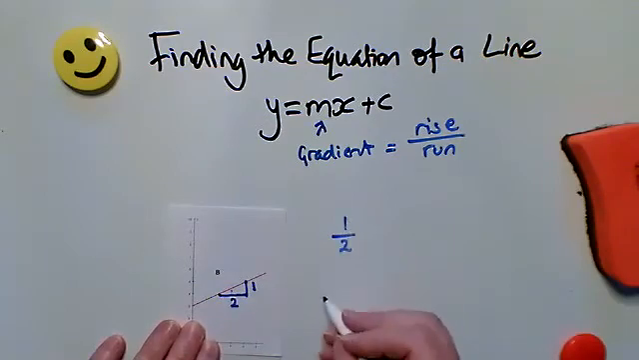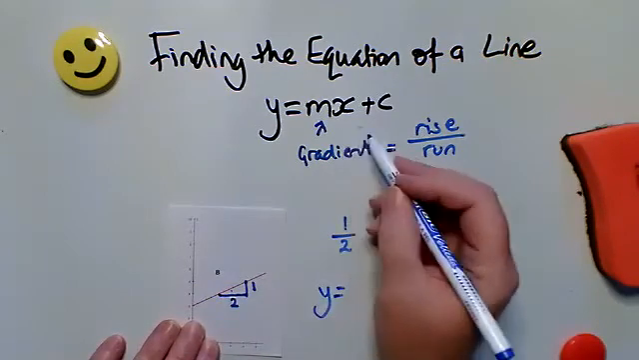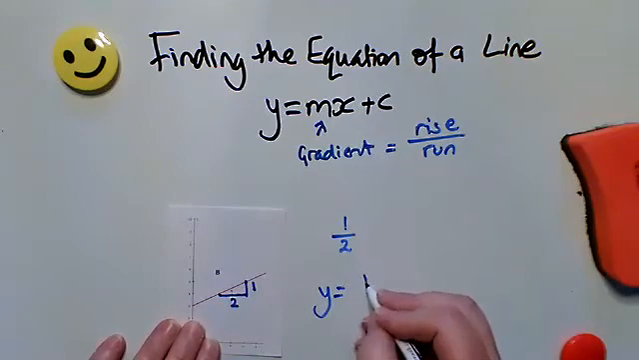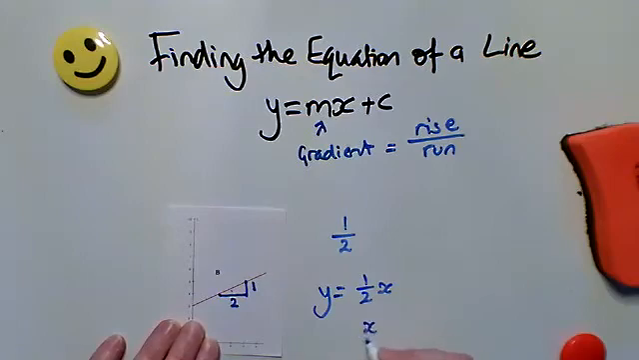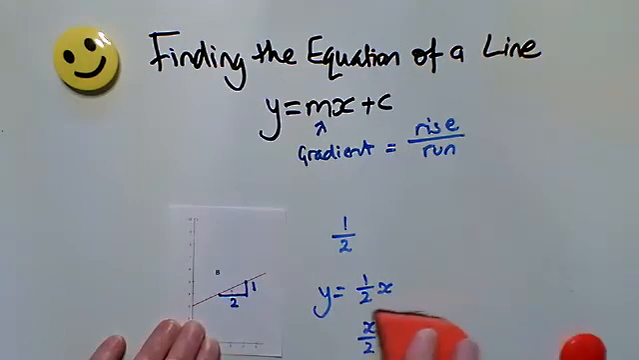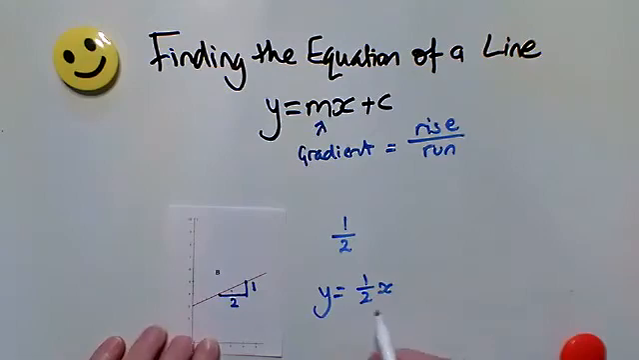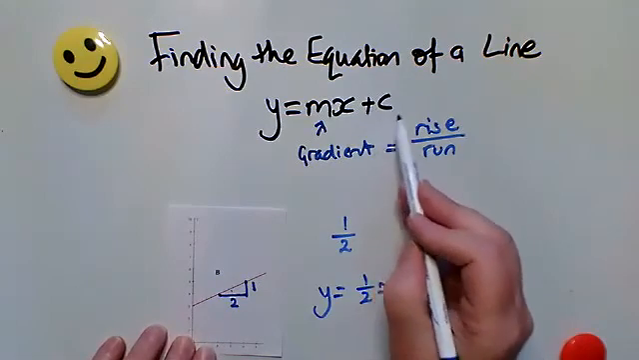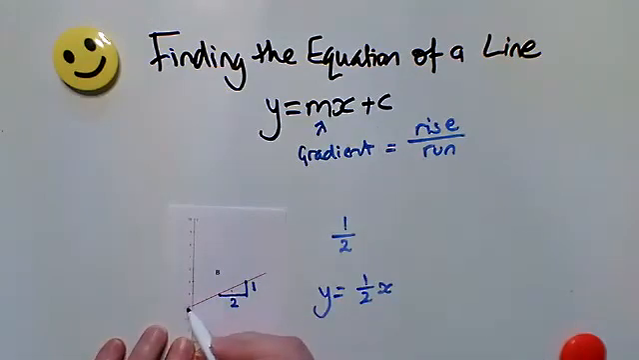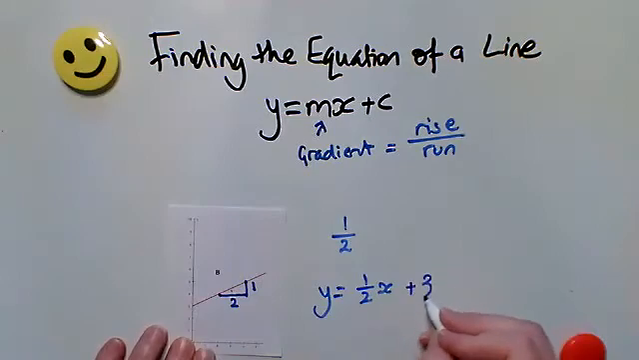So the gradient, if I put that into my equation, now you can write this as a half x. You could also write that as x over 2. Or if you wanted to, you could write that as 0.5 lots of x. They all mean the same thing. So I'll leave it as a half x. Now I need to work out where does it cross the y-axis. And in this case, it's at positive 3.